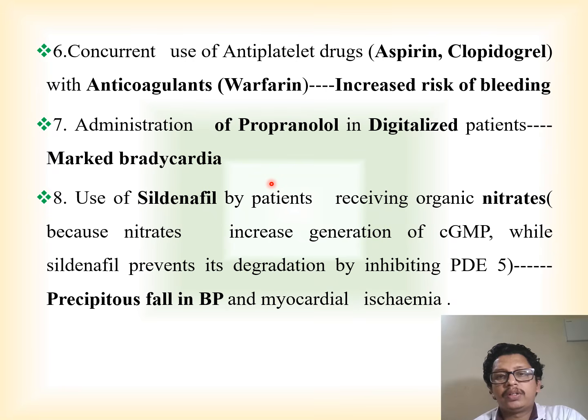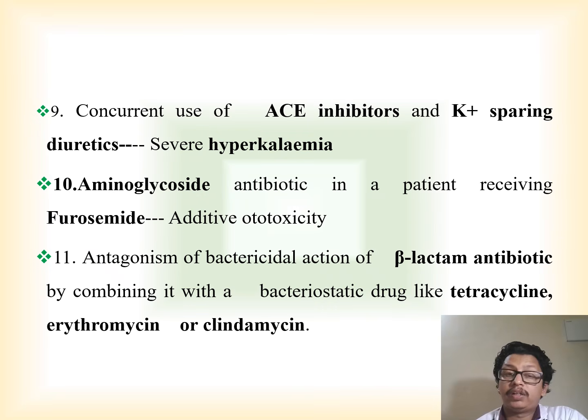Propranolol given in a digitalis patient causes marked bradycardia. Sildenafil when given along with organic nitrates will increase the generation of cyclic GMP and it will cause a precipitous fall in BP and myocardial infarction.